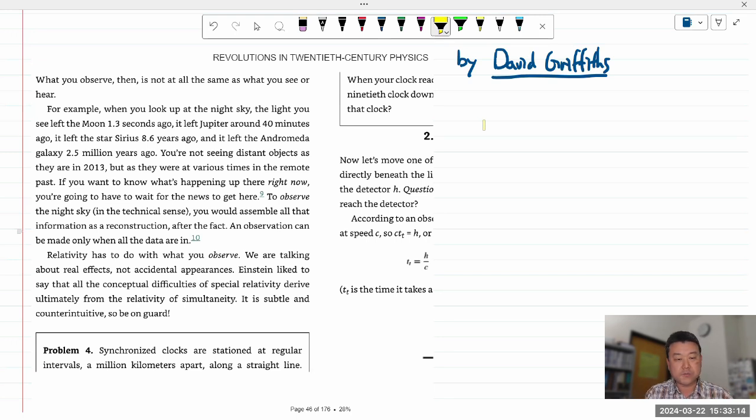Relativity has to do with what you observe, in the sense that we are talking about not what you see with all the spurious effects. We are talking about real effects, not appearances. And it's this sentence I want to bring your attention to. Einstein liked to say that all the conceptual difficulties of special relativity derive ultimately from the relativity of simultaneity. As we explore relativistic paradoxes, I hope you will be surprised by how many of the paradoxes do ultimately get resolved by correct understanding of simultaneity.